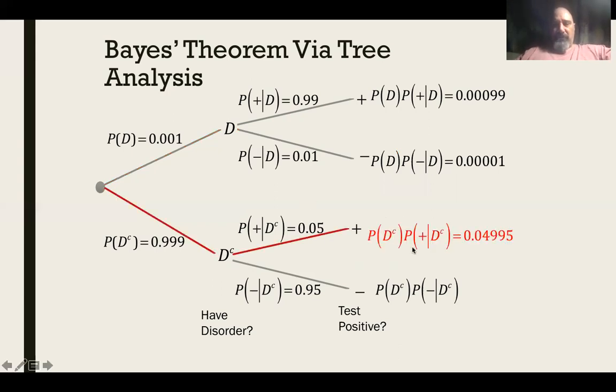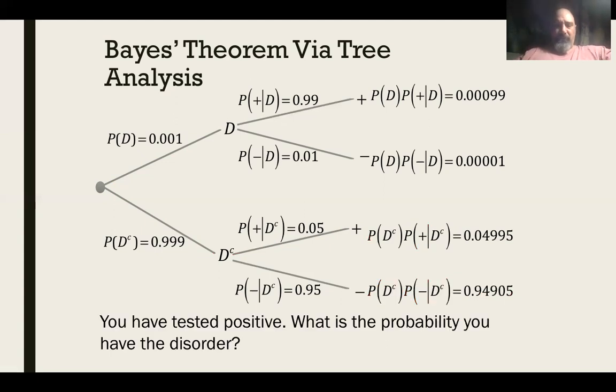And for all of these intersections, I'm calculating the probability of going down this path. Not having the disease and yet testing positive is 0.04995, so almost 5%. And the probability of not having the disorder and correctly being told by the test that I do not have the disorder is 0.94905.